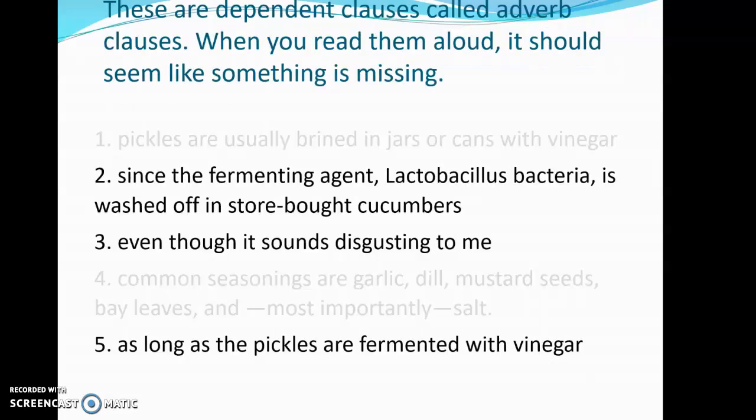And these, of course, are the dependent clauses called adverb clauses. When you read them out loud, it should seem like something is missing. Since the fermenting agent, lactobacillus bacteria, is washed off in store-bought cucumbers, yeah, what? You're waiting for more information. Even though it sounds disgusting to me, okay, as long as the pickles are fermented with vinegar, still not sure if that is a complete sentence. It is not. It is an adverb clause.